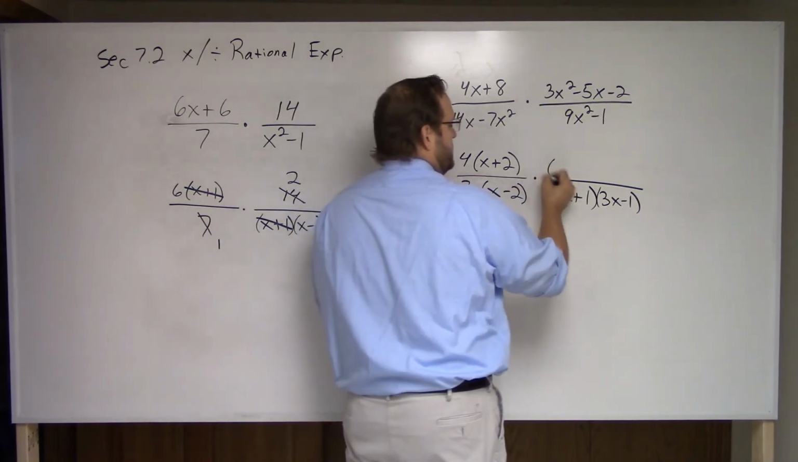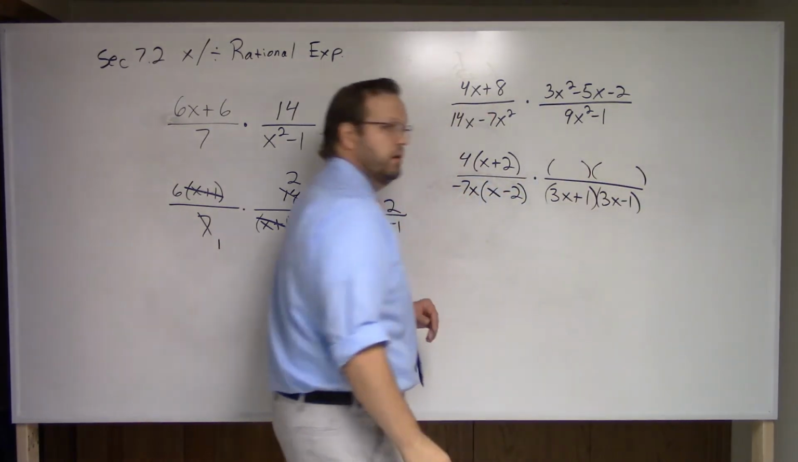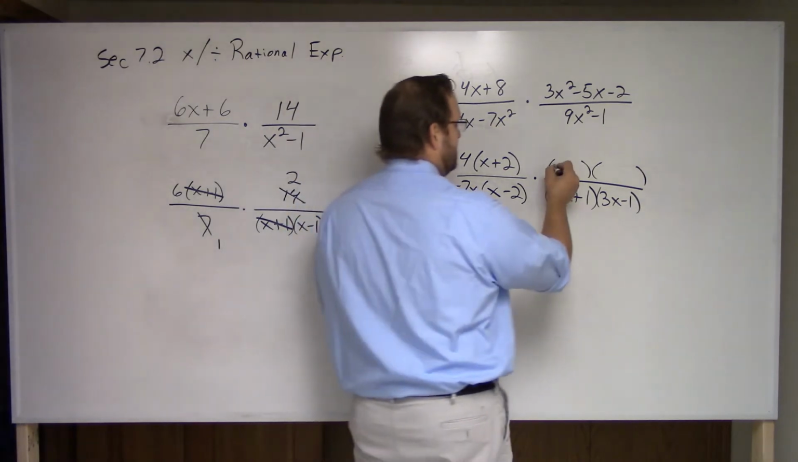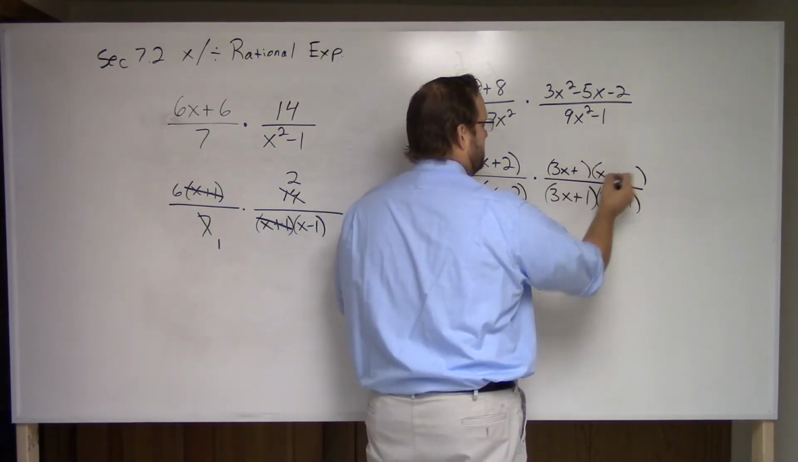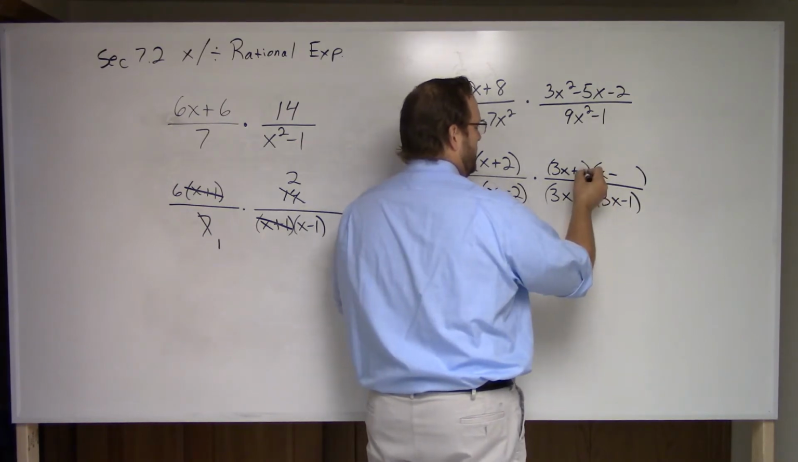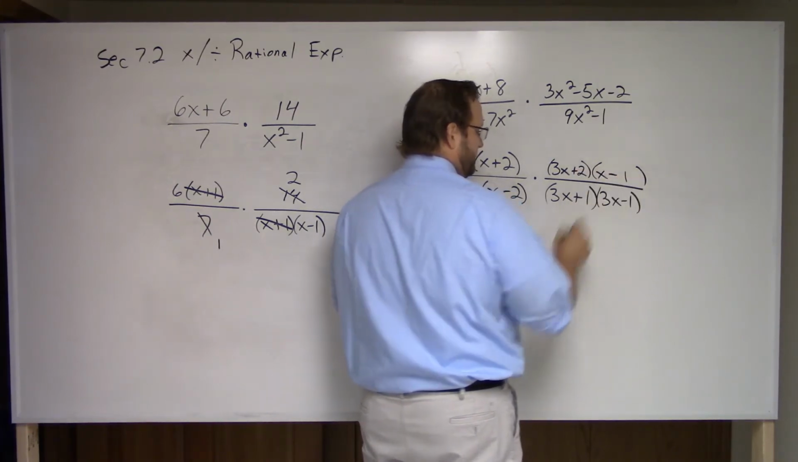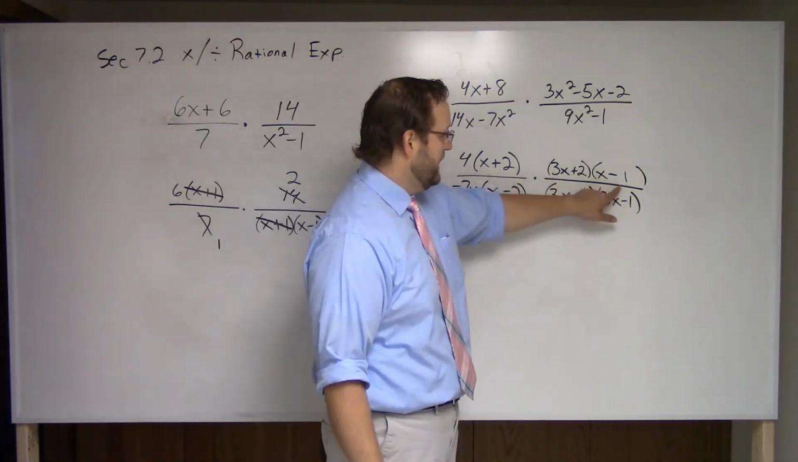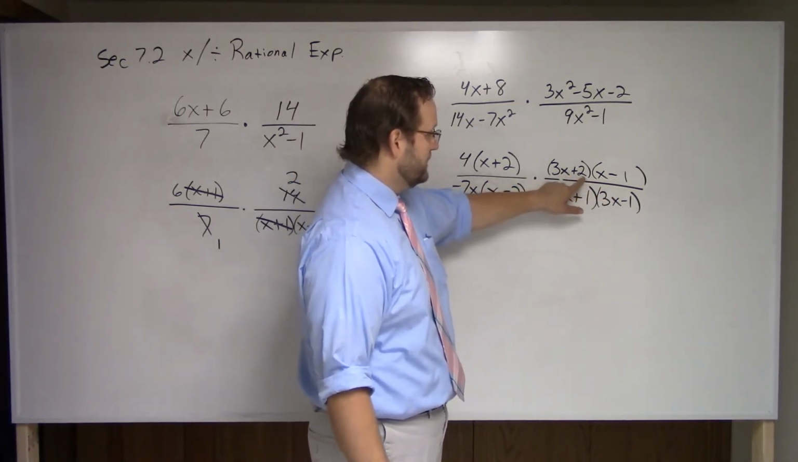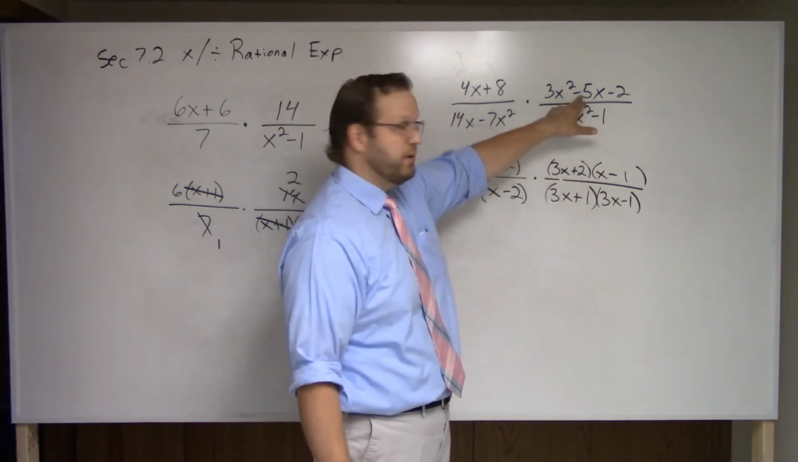And then over here I do guess and check. Okay, so I've got 3x and x. I'm going to have a plus and a minus. And then I'm going to go with, let's say, 2 and 1. Let's check that. I've got negative 3x plus 2x. That's a negative 1x. That's not what I want.